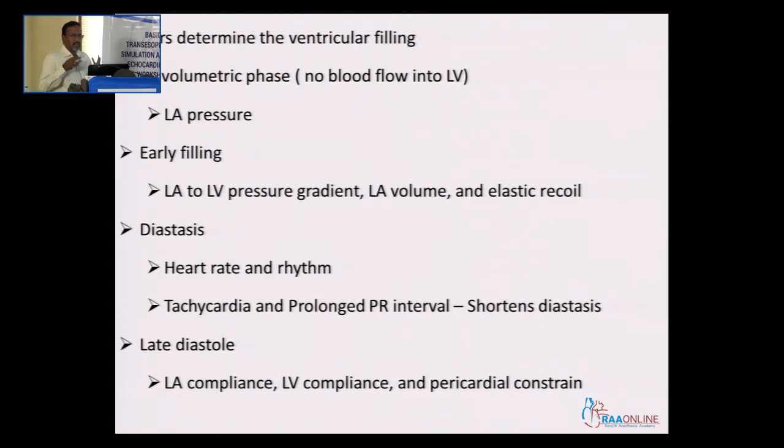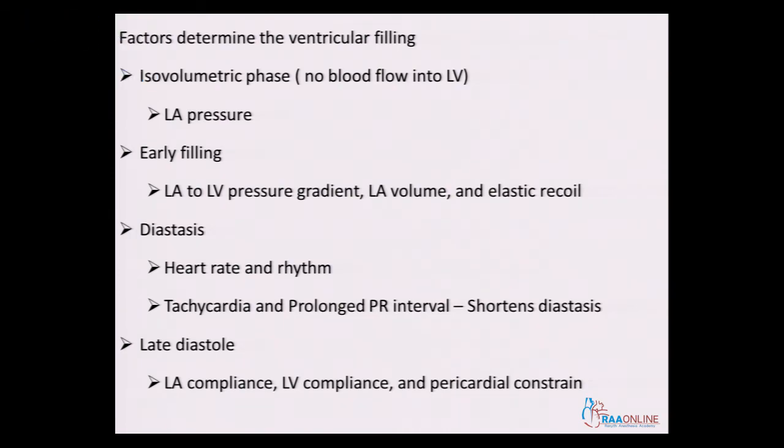So there are certain factors which can determine whether the LV is filling normally during these 3 phases. One is during the isovolumetric phase, there is no filling of the LV, but if your LA pressure is high, there may be a premature opening of the mitral valve which can affect the isovolumic relaxation time and the phase. Then the early filling depends mainly on the driving pressures, that is the pressure gradient between the LA and LV. Then what is the volume left over, that is the volume in the LA before the mitral valve opens, that is your preload, then your elastic recoil of your LV.